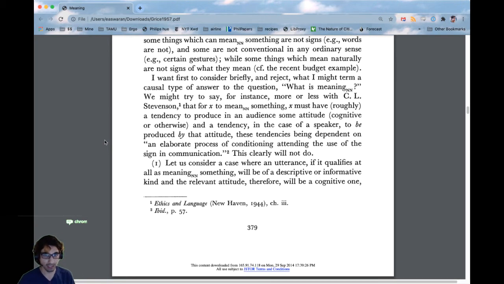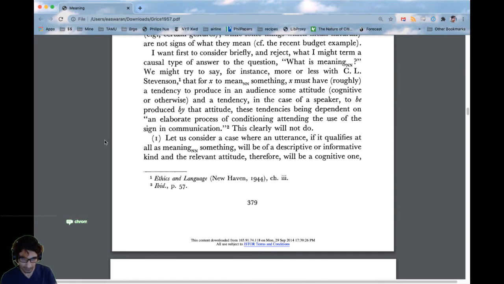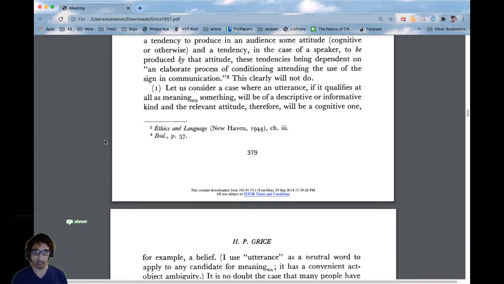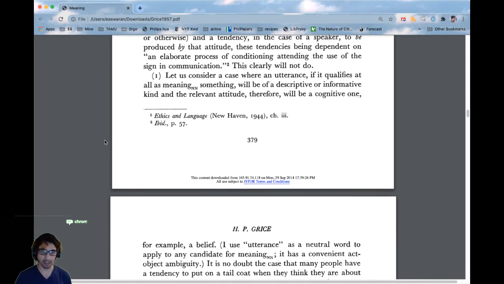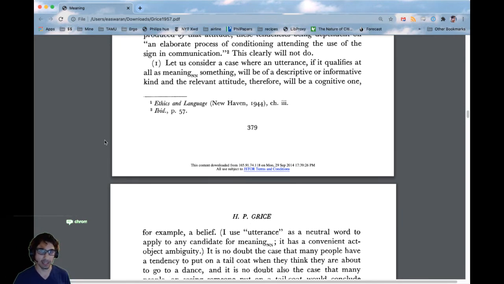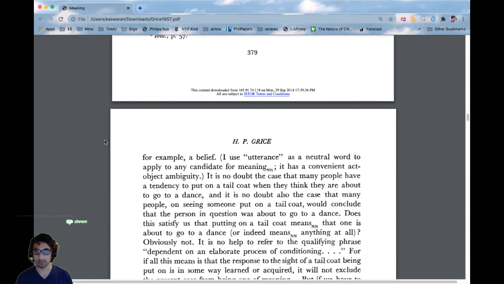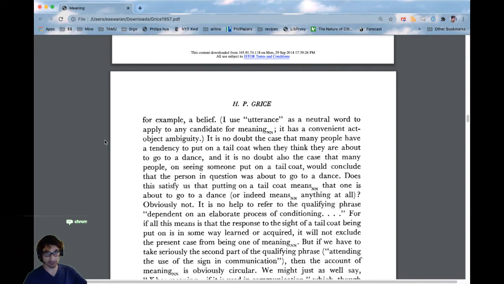But Stevenson is thinking, what it is to mean something is just to produce a certain response in the head of the hearer and to be produced by the speaker by the same attitude. And Grice says this clearly will not do. So 1. Let us consider a case where an utterance, if it qualifies at all as meaning something, will be of a descriptive or informative kind, and the relevant attitude therefore will be a cognitive one, for example, a belief. So I think Stevenson was interested in both cognitive attitudes like beliefs and non-cognitive attitudes like approval or disapproval, because he was working in ethics.